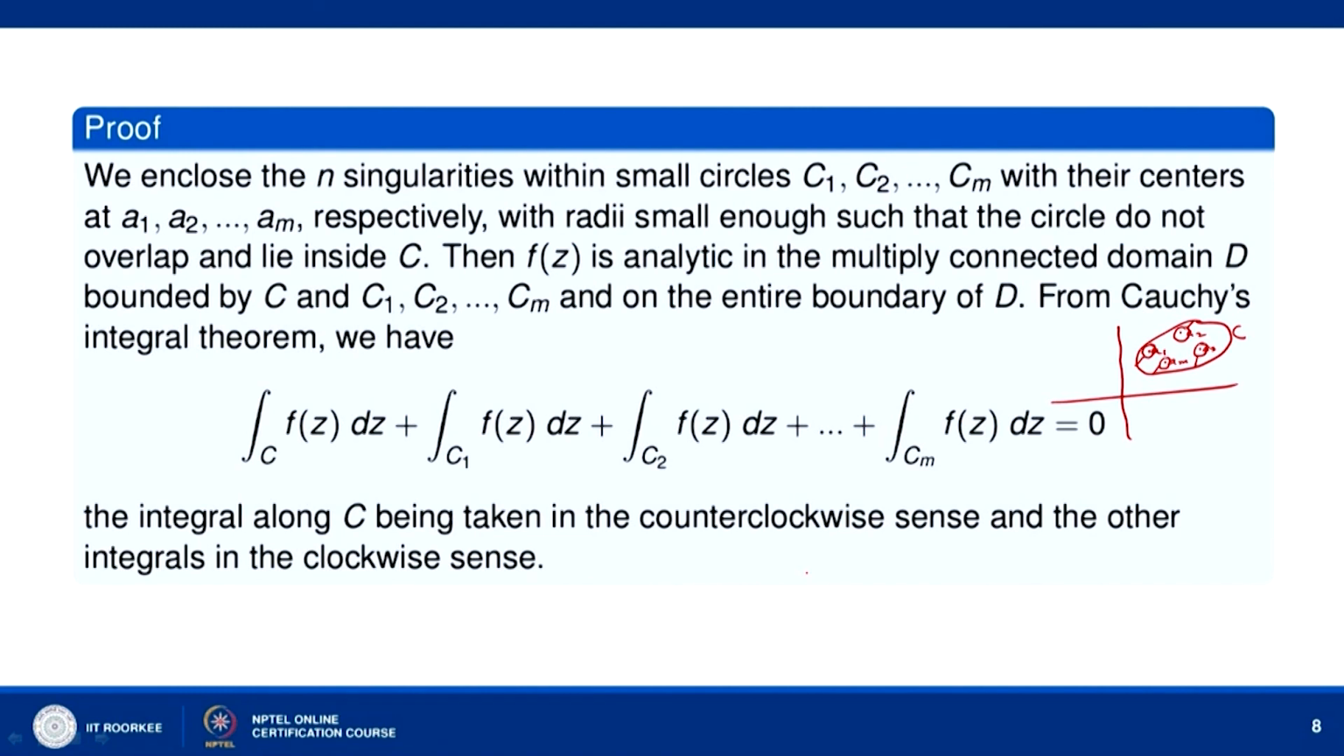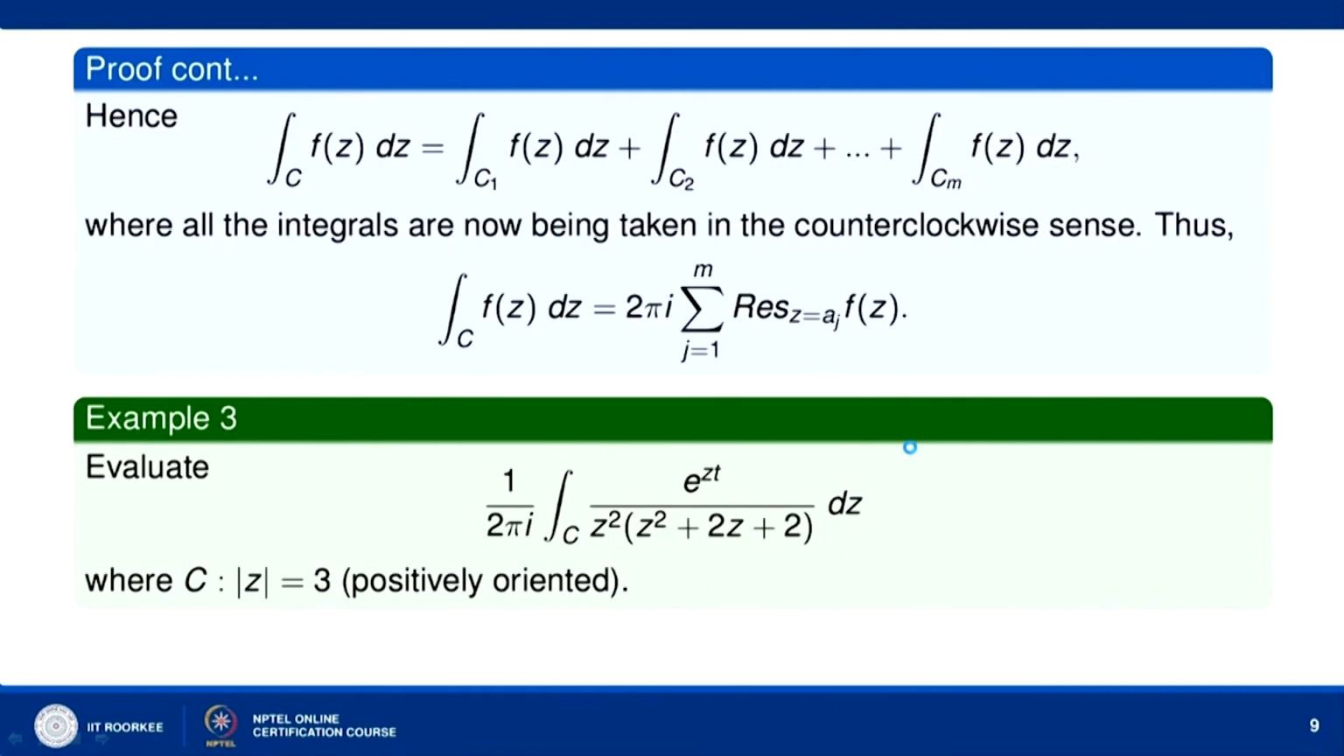So, we had this equation where the integral along C is in the anti-clockwise direction, while the integrals along C_1, C_2, ..., C_m are in the clockwise sense. When we take these terms, the integrals over C_j, j equal to 1 to m, to the other side, we get the integrals along C_1, C_2, ..., C_m in the anti-clockwise direction, and we get this result. Okay. Now, let us consider this function.